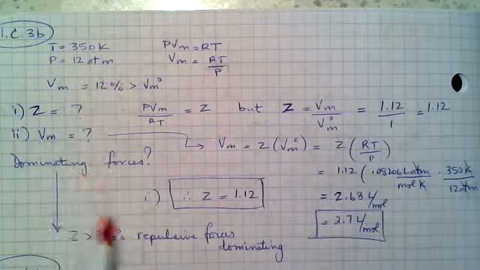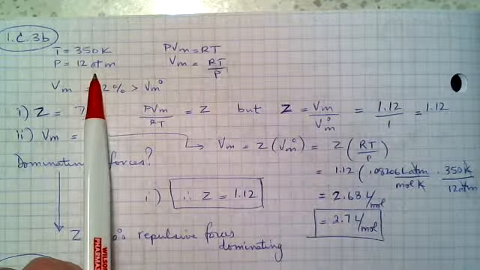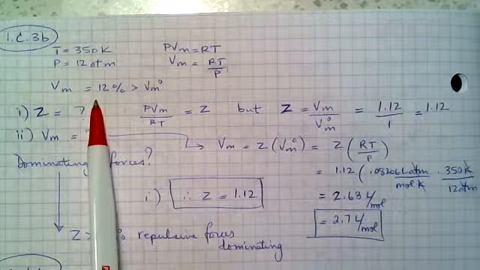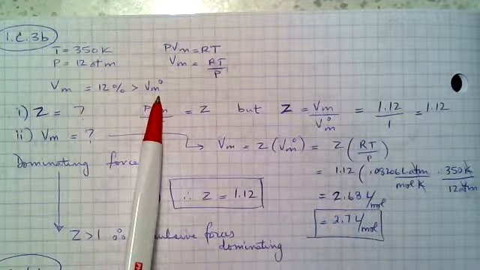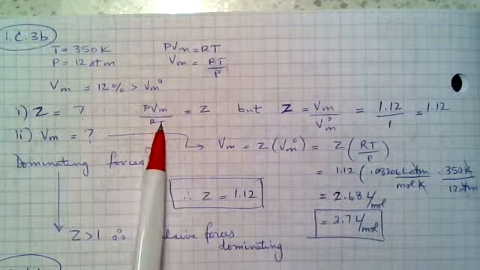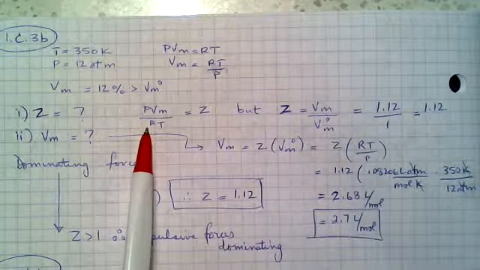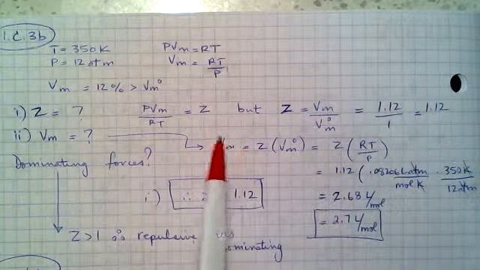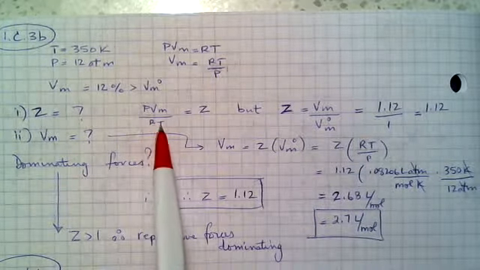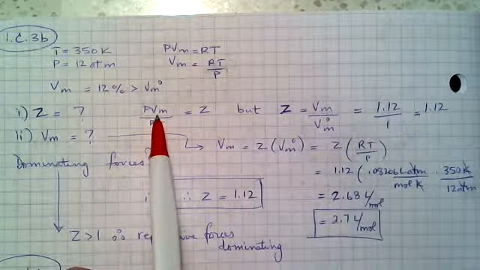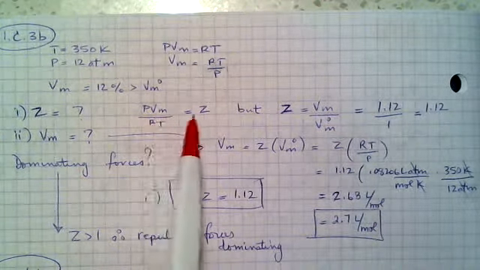All right, so here's what I'm given. The temperature is 350 Kelvin, the pressure is 12 atmospheres, and the molar volume is 12% greater than that predicted. My little degree sign here stands for ideal. And so my compression factor is PVm over RT. But I can't calculate Z directly from this because while I know the pressure and I know R and T, I only know the molar volume is 12% greater than that predicted, but I don't actually know what it is. So I kind of have two unknowns here.